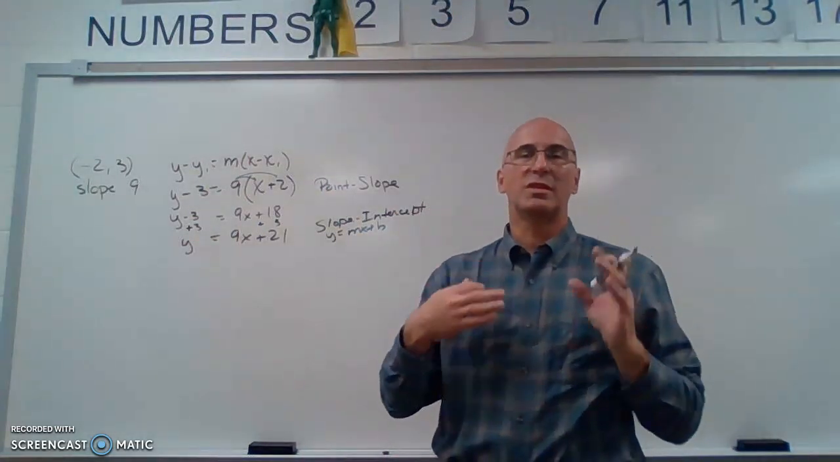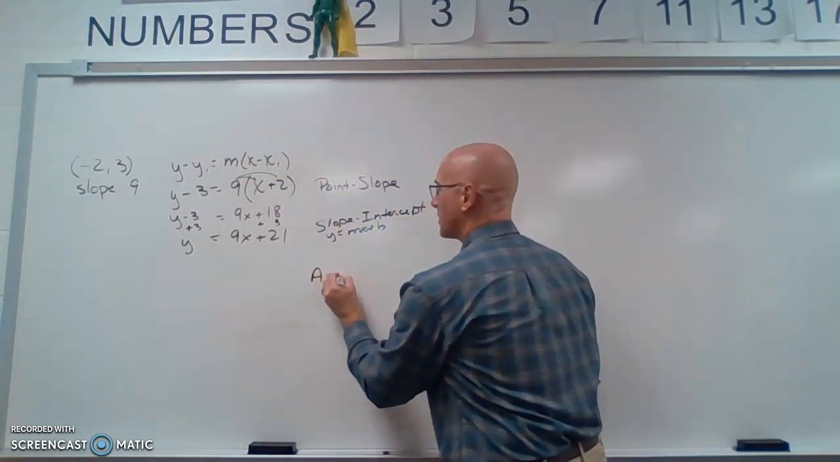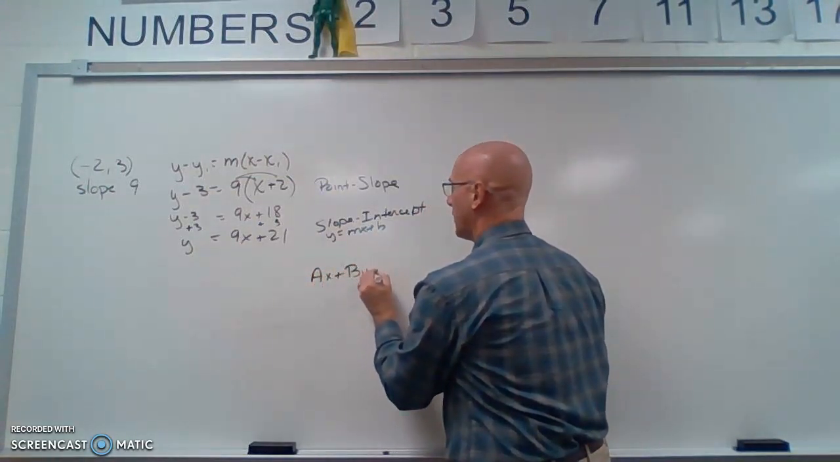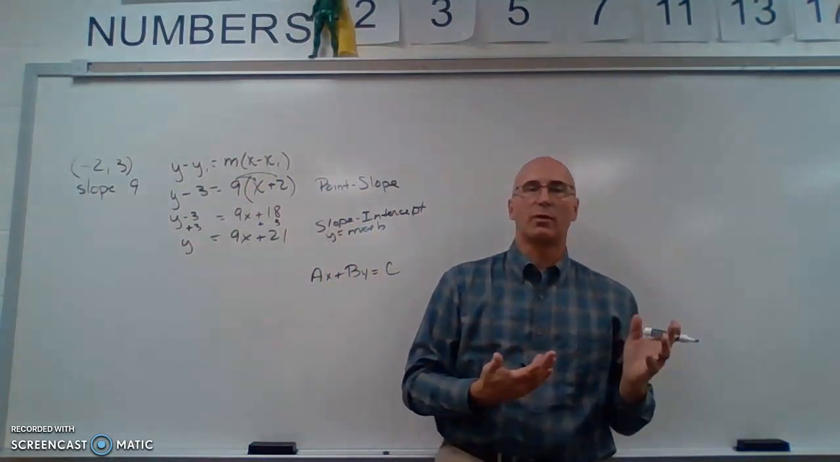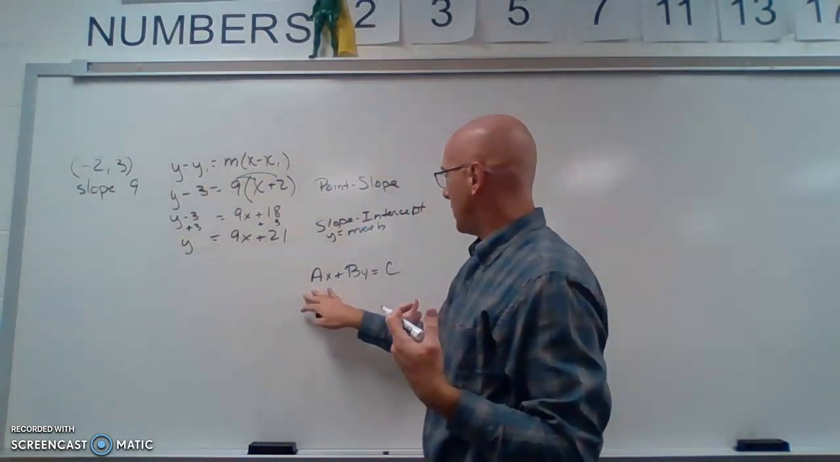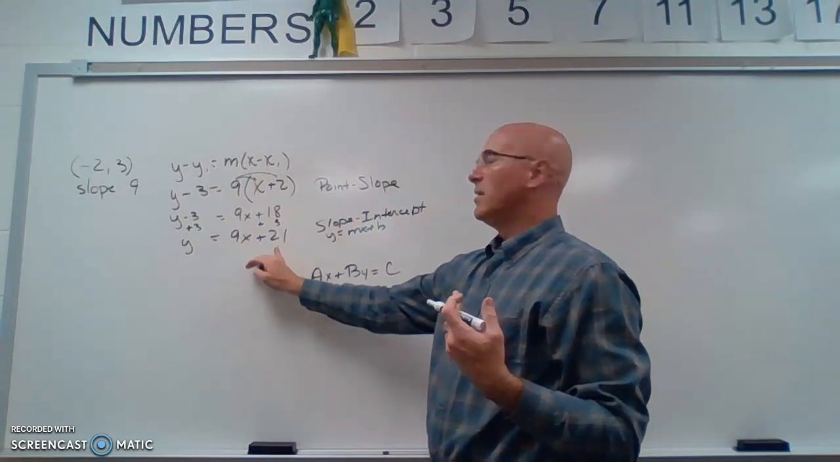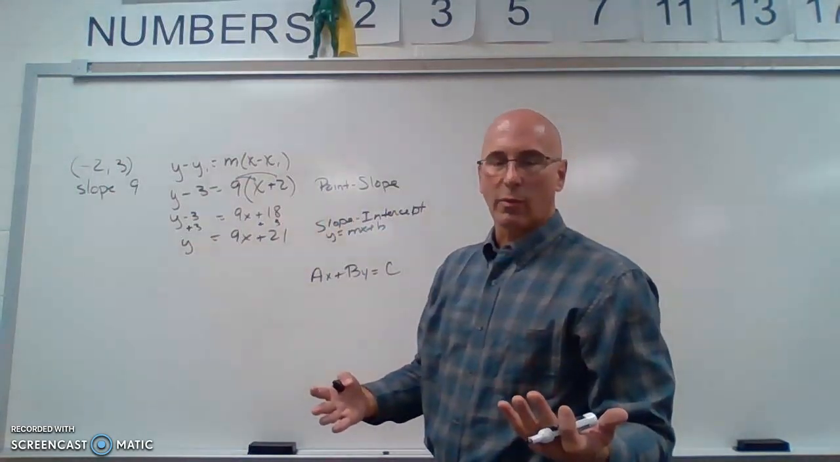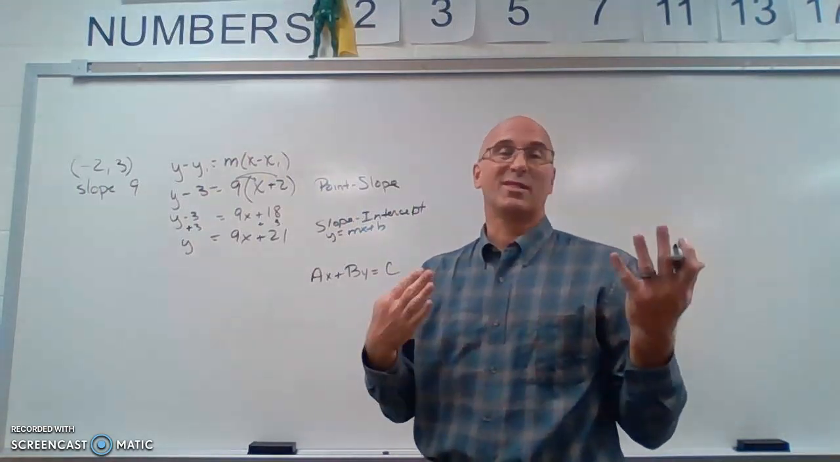Now to get it to standard form, we have ax plus by equals c. Ax plus by equals c. And that means we need to get the x's and y's on one side and the lone number on the right, if there is one. And then we try not to have any fractions there. That makes it just look pretty.